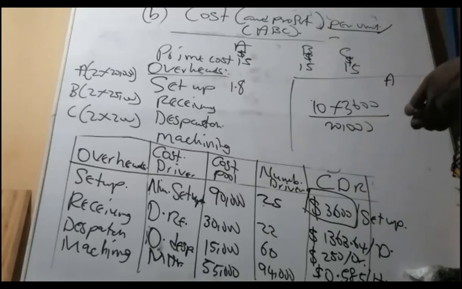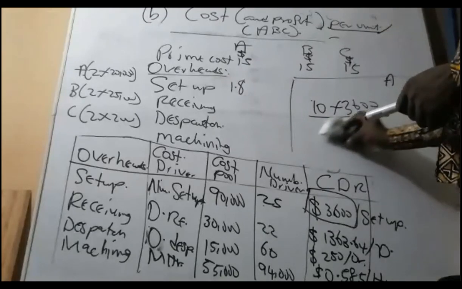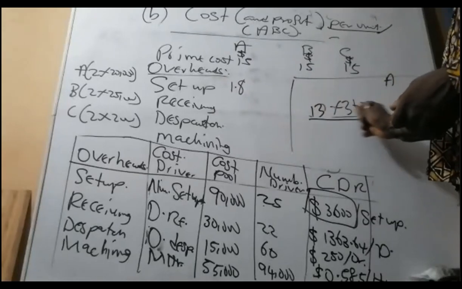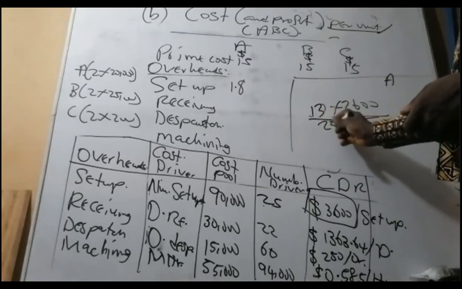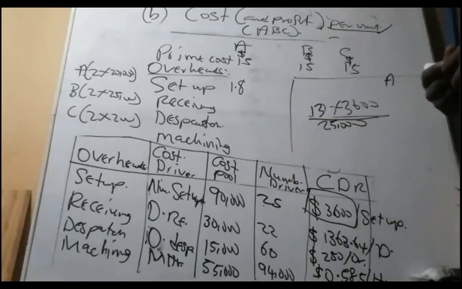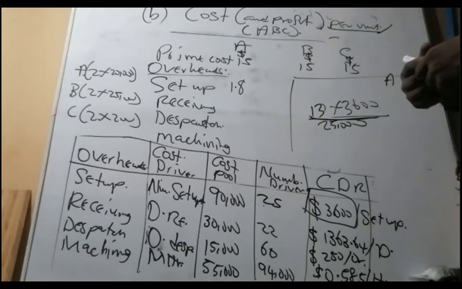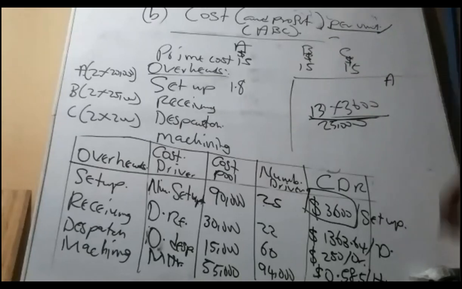When I go to the second product, that is product B, the number of setups is 13. So it will be 13 times 3,600 divided by 25,000 units. Good. So divided by 25,000 units. So in that order, this is how we are going to fill in the space.